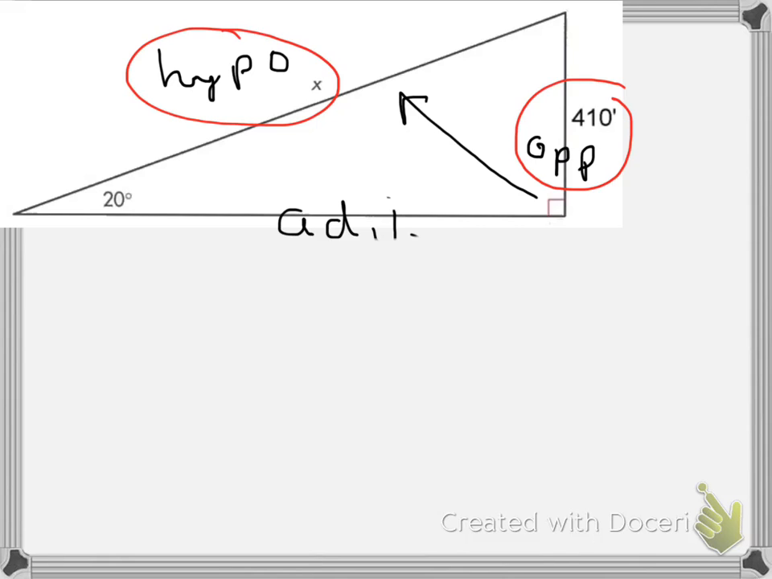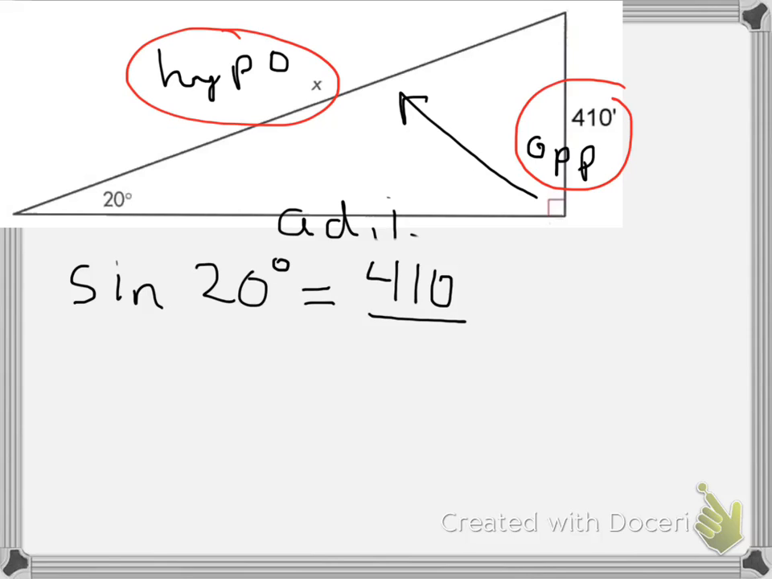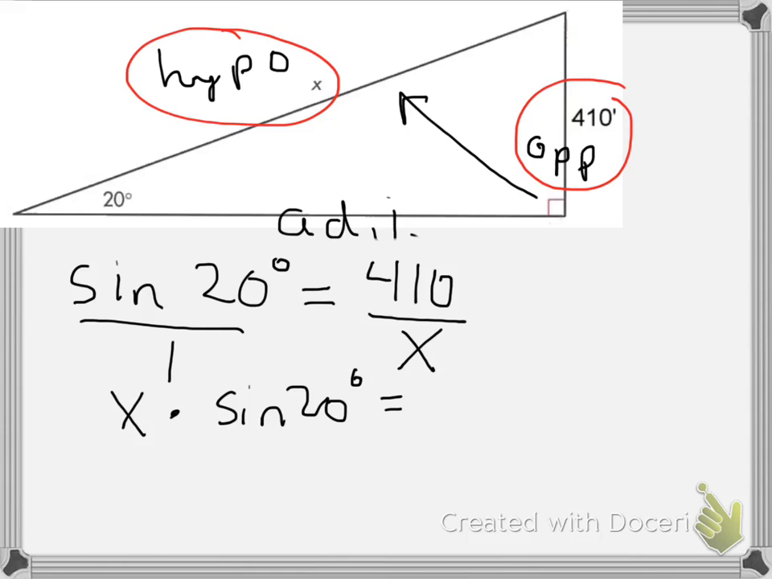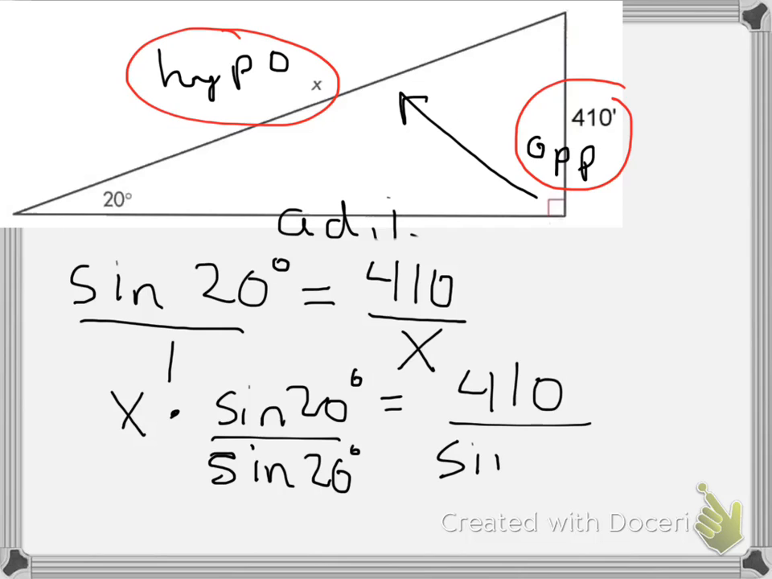So let's do that. The sine of 20 degrees equals, well, the opposite is 410 feet over the hypotenuse, which is x. And remember, I can put this over 1, and I can cross multiply. I'm going to get x times sine 20 degrees equals 410. So I'm going to divide by sine 20 degrees. And whatever I do to one side, I do to the other.